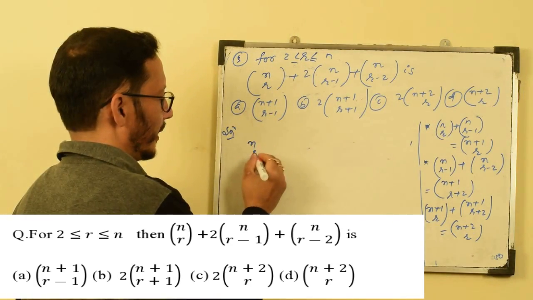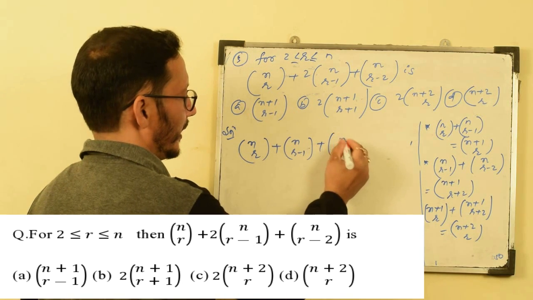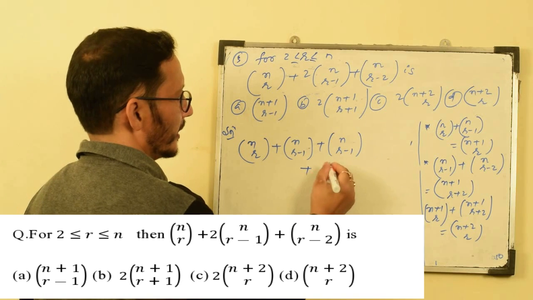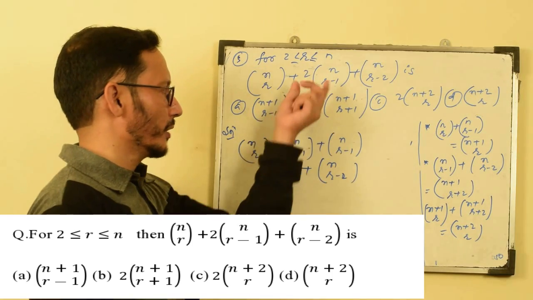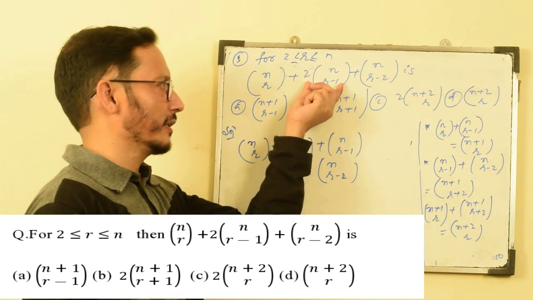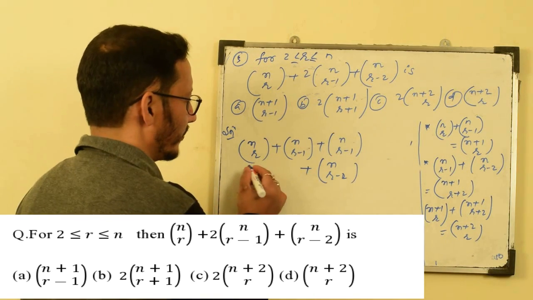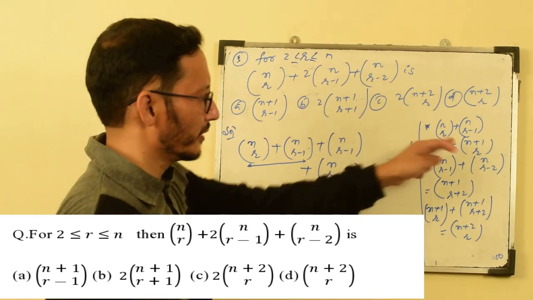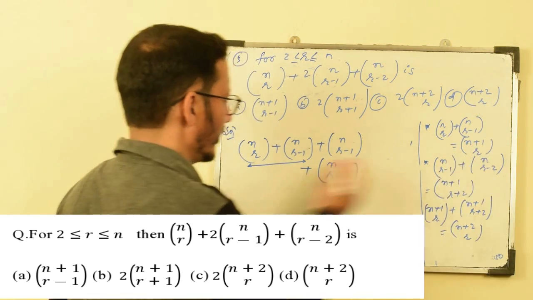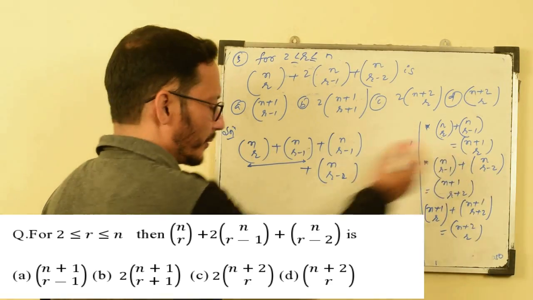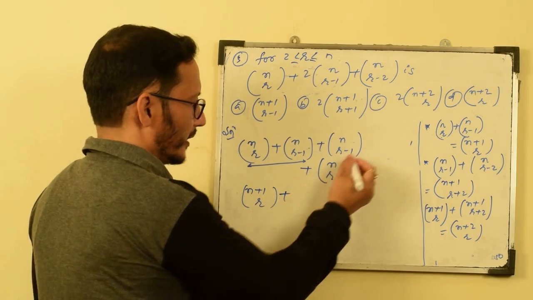Firstly, nCr plus nC(r minus 1) plus nC(r minus 1) plus nC(r minus 2). So how many terms are here? Two terms. So I am breaking these two terms. With the help of this one and this one, we can use this formula. nCr plus nC(r minus 1) gives you (n plus 1)Cr. Can you put n plus 1 here? Yes? Okay. Now plus this one and this one.